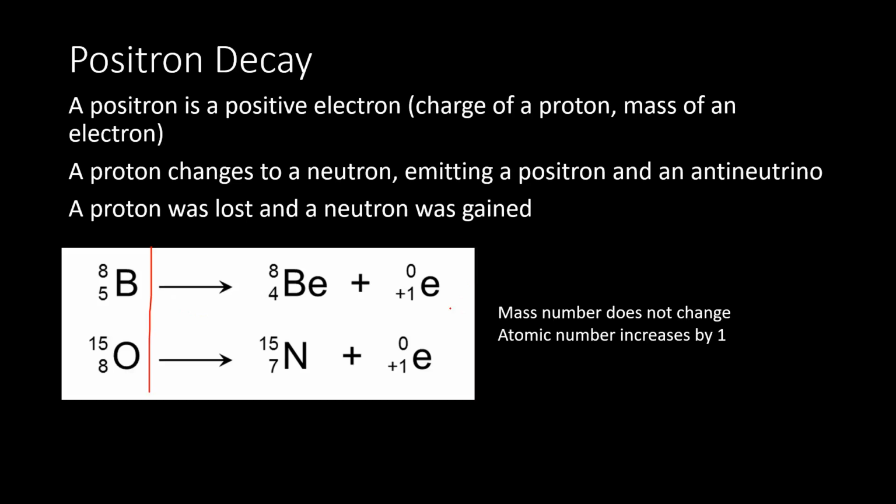So, in alpha decay, atomic mass decreases by 4 and atomic number decreases by 2. In beta and positron decay, atomic mass doesn't change. In beta decay, atomic number increases by 1, and in positron decay, atomic number decreases by 1. And in all cases, atomic number and atomic mass are conserved on both sides of the equation.